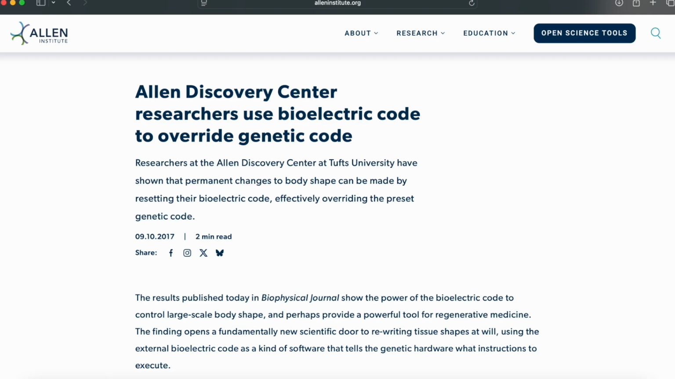The results published today, being in 2017, in Biophysical Journal, show the power of the bioelectric code to control large-scale body shape and perhaps provide a powerful tool for regenerative medicine. The findings open a fundamentally new scientific door to rewriting tissue shapes at will, using the external bioelectric code as a kind of software that tells the genetic hardware what instructions to execute.